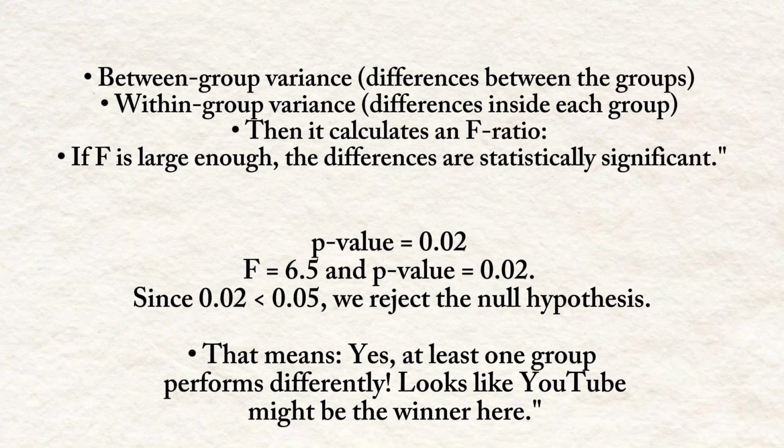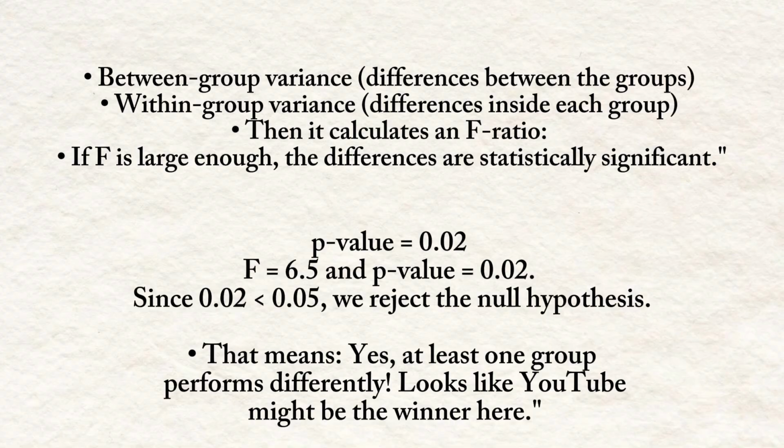ANOVA breaks down total variation into two parts. First, between-group variance, or differences between the groups, and within-group variance, differences inside each group. Then, it calculates an F ratio. If F is large enough, the differences are statistically significant.